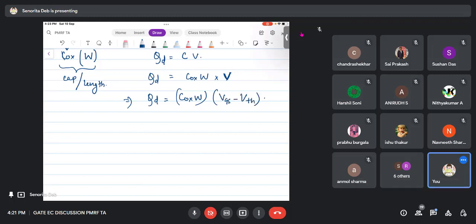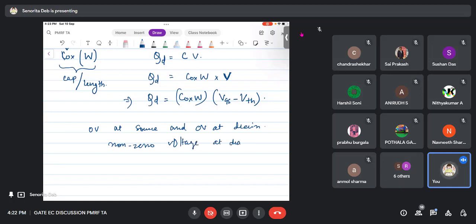Is this fine? So here everywhere what is happening is that there is a potential of 0 volts at source and 0 volts at drain. This is what we have assumed. Now suppose there was a non-zero voltage at drain, then what would have happened? So let me just quickly copy this thing again.